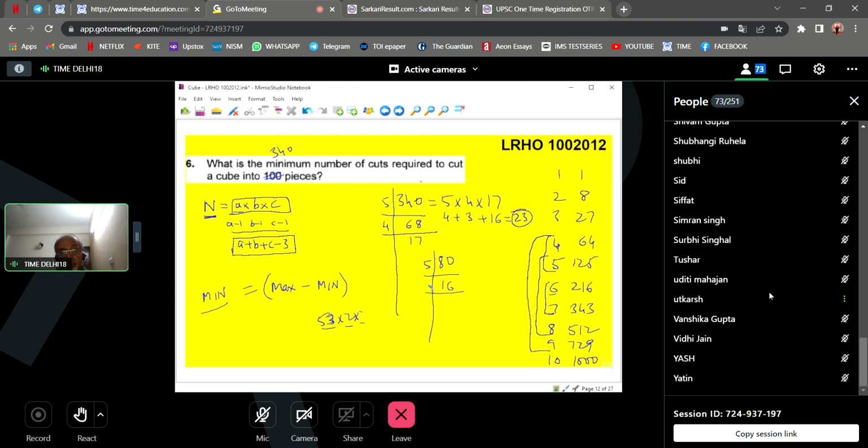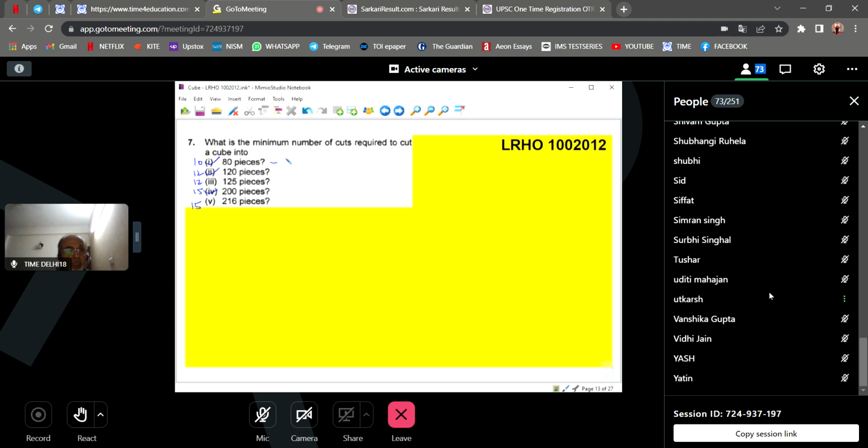Is it divisible by 4? Yes. Is it divisible by 5? No. So what do? Divide by 4. What do you get? You get 5 into 4 into 4. How many cuts should I put? 4 in the first, 3 in the second, and 3 in the third. How many cuts total? 4 plus 3 plus 3, 10 cuts. Is that fine? First one, 10 cuts.